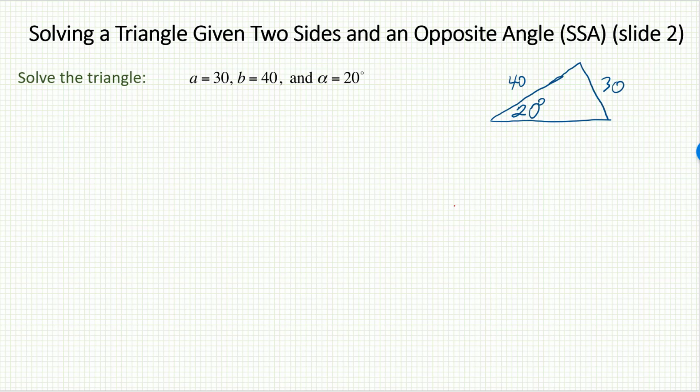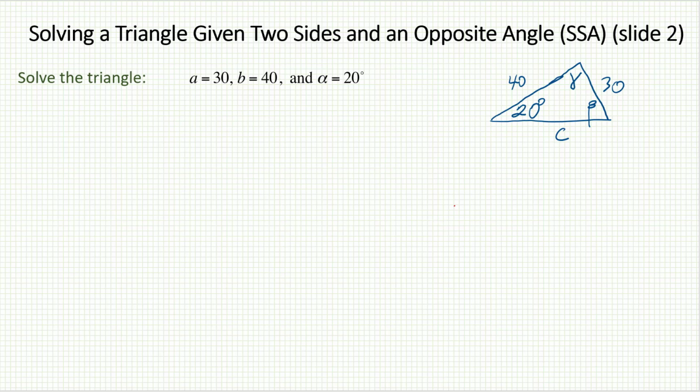Let's label the missing pieces. Let's see, beta has to go opposite B, and that leaves this for angle gamma and down here for side C. So my job in this problem is to find angle beta, angle gamma, along with side C. This is an SSA problem. I have two sides, and the angle that I know is not in between the two sides. It is opposite one of the sides. That's SSA. And I know that this is the tricky case. This is the ambiguous case. So already at the start, I'm anticipating something strange may happen.